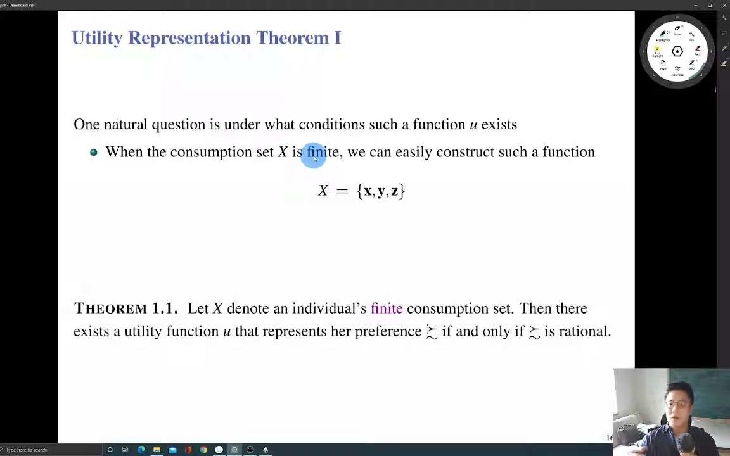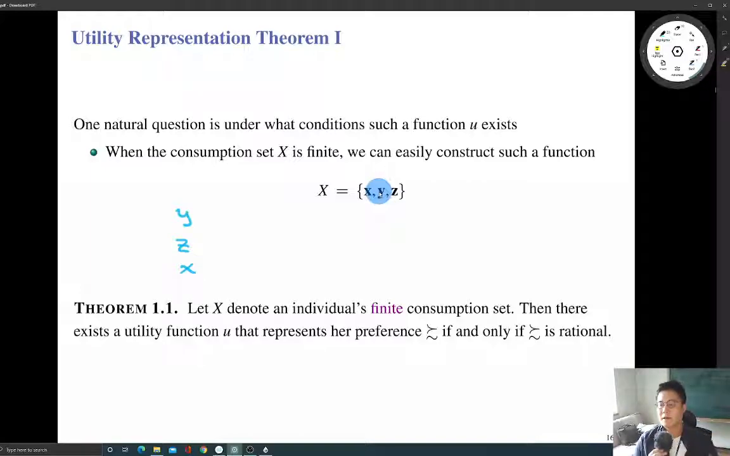Now, one simple observation is when the consumption set is finite, okay, we can easily find such a utility function under just one condition, that is, preference is rational. So suppose that one consumer's preference relation is rational, so it is complete and transitive, and consumption set X is finite. So it has only 3 bundles, okay, X, Y, Z. Then if his preferences are rational, he can rank these bundles according to his preference. So he may prefer bundle Y the most, bundle Z the second most, and bundle X the least, okay?